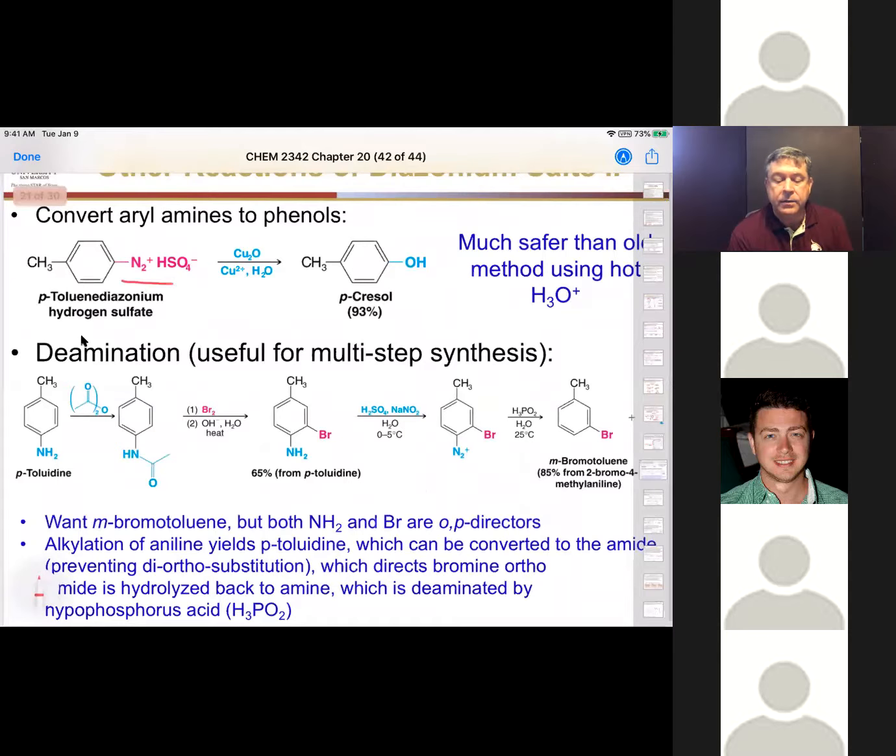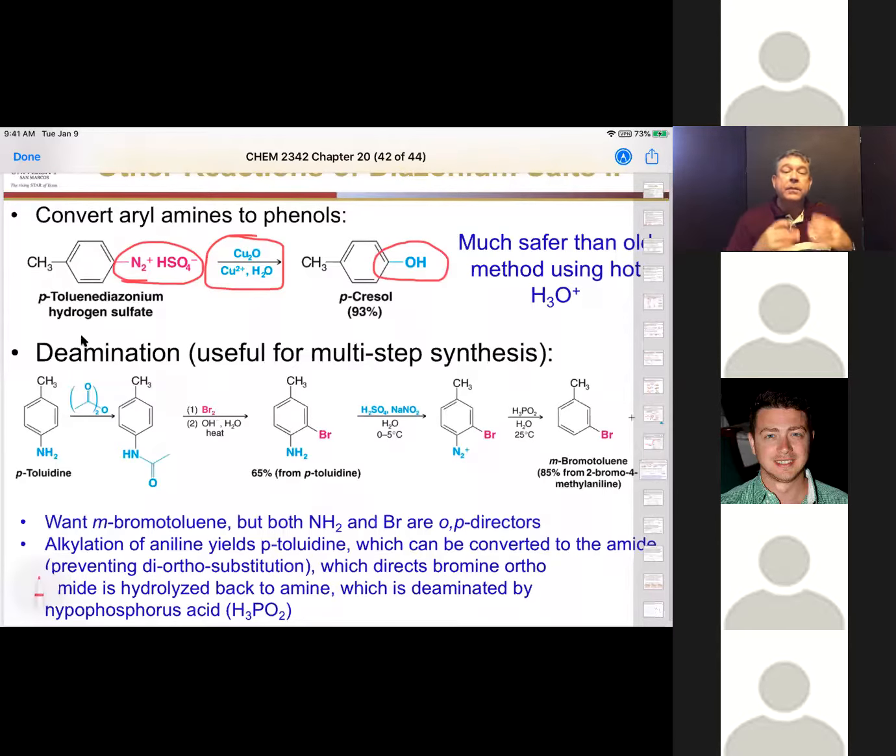We create our diazonium salt here. Doesn't really matter what the counterion is, as long as it's not the fluoroborate. And then we heat it up with copper and water and copper oxide. We'll generate the phenolic derivative from our aniline derivative. Okay. And this is where it becomes kind of useful, is you can use that amine as a blocking group or as a directing group to get substitution exactly where you want to go.